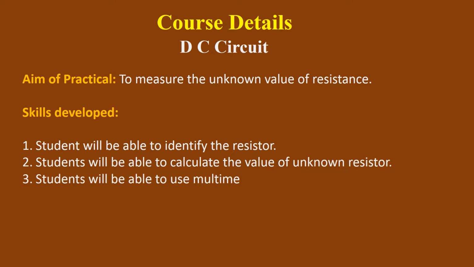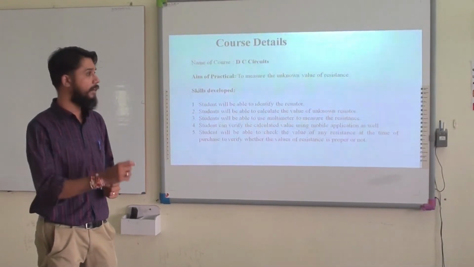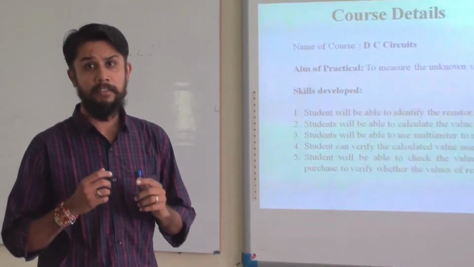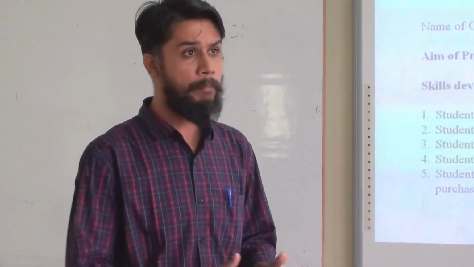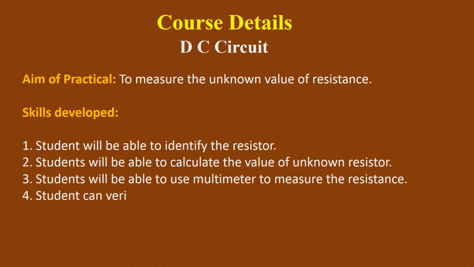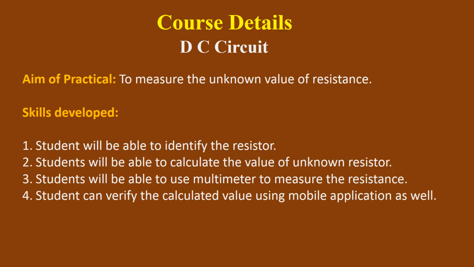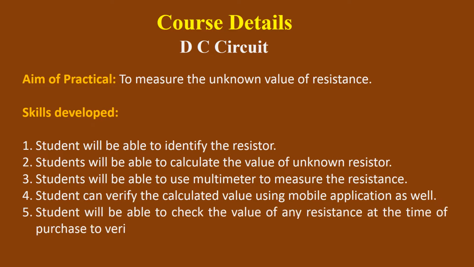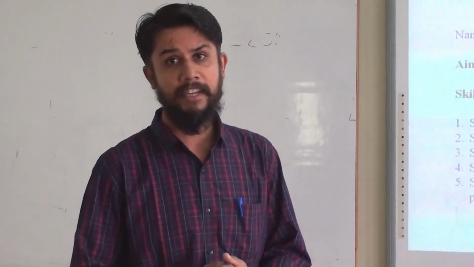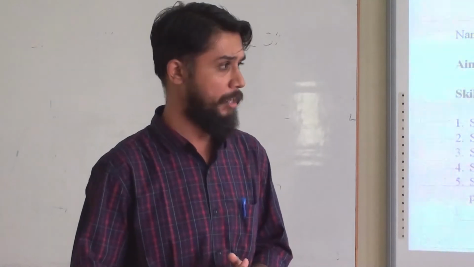Student can find out the application of this multimeter, that is how to use the multimeter to find out the unknown value of resistor. Similarly, if they do not have a meter with them and they are going to buy a resistor for their project purpose or for a minor project activity or for their own applications, they can verify the value of this resistor with the help of these mobile applications that we are going to demonstrate later in this session as well. And finally, student can be able to check the value of any resistors at any time, whether the values of resistance are proper or not. They can verify when they are going to purchase the same.